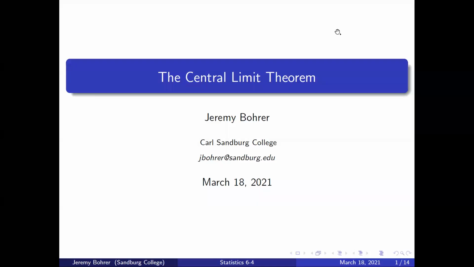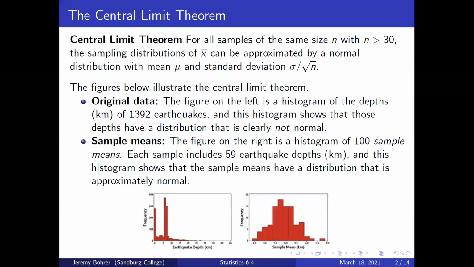In this video, we will discuss the central limit theorem. The central limit theorem: for all samples of the same size n with n greater than 30, sampling distributions of x bar can be approximated by a normal distribution with mean mu and standard deviation sigma over the square root of n. The figures below illustrate the central limit theorem.